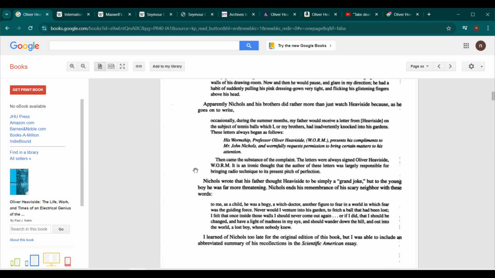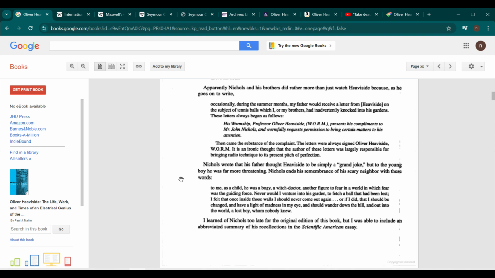His Wormship, Professor Oliver Heaviside, presents his compliments to Mr. John Nichols and wormfully requests permission to bring certain matters to his attention. Then came the substance of the complaint. The letters were always signed Oliver Heaviside, Worm. It is an ironic thought that the author of these letters was largely responsible for bringing the radio technique to its present pitch of perfection.